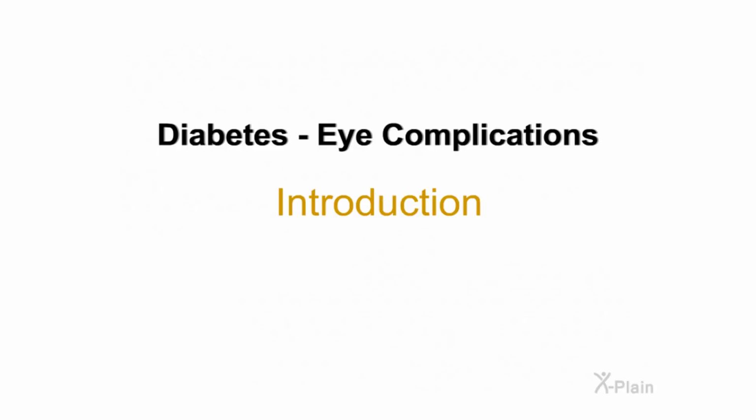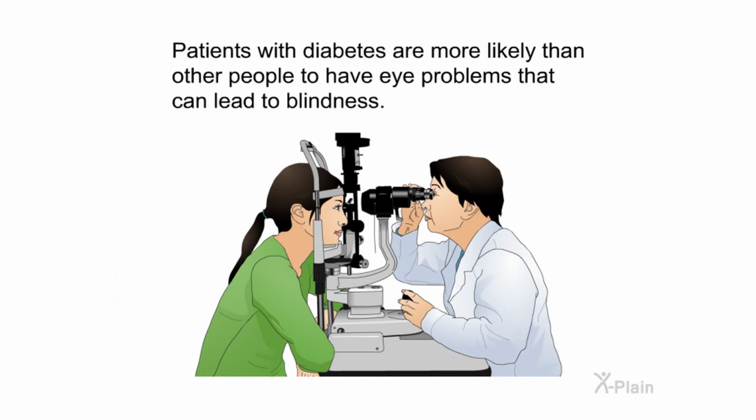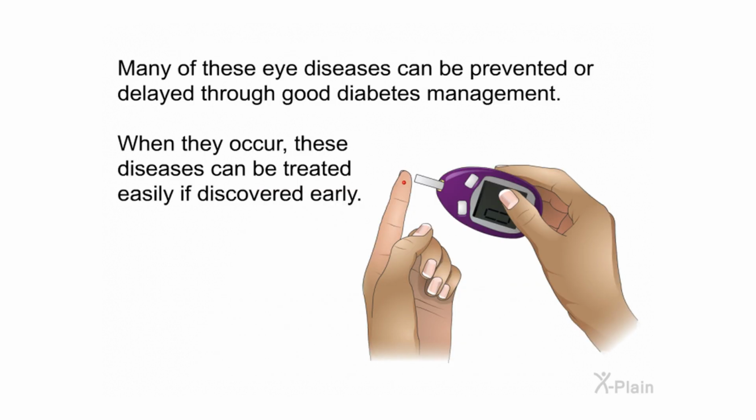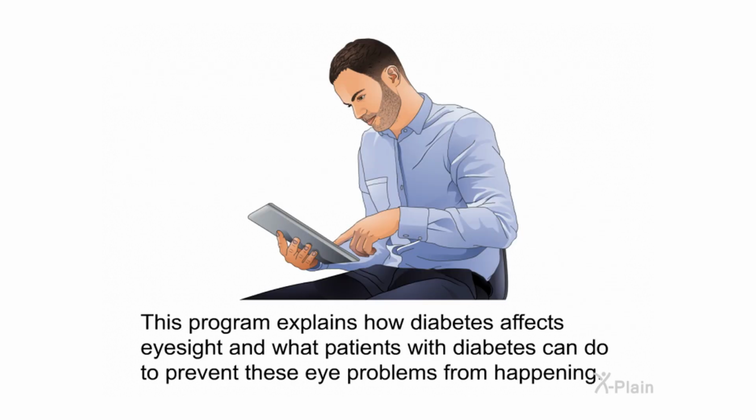Diabetes, eye complications. Introduction. Patients with diabetes are more likely than other people to have eye problems that can lead to blindness. Many of these eye diseases can be prevented or delayed through good diabetes management. When they occur, these diseases can be treated easily if discovered early. This program explains how diabetes affects eyesight and what patients with diabetes can do to prevent these eye problems from happening.